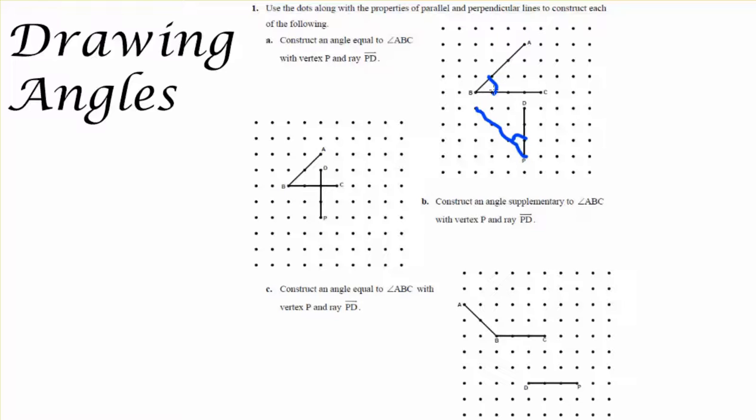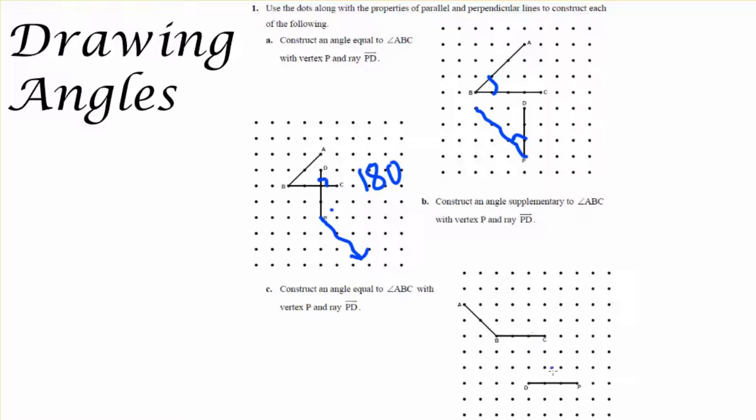Now in example B, I have to construct an angle that's supplementary to ABC with vertex P and ray PD. Now since ray PD and BC are perpendicular, I must make my additional ray also perpendicular to the other side, AB. In that sense, I know that this big obtuse angle P is going to add up to 180 with the smaller angle B.